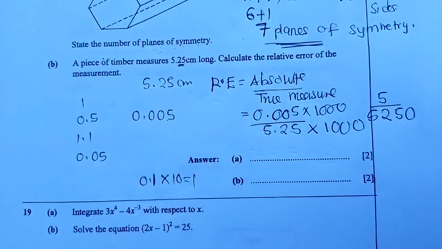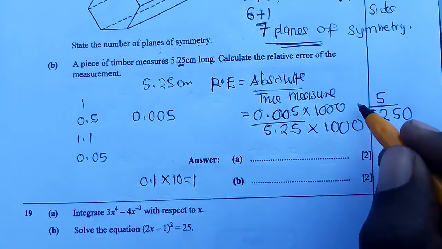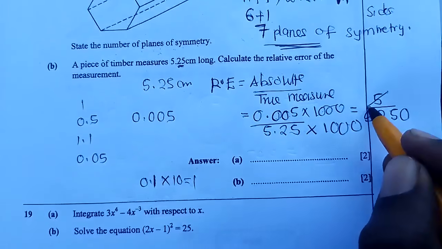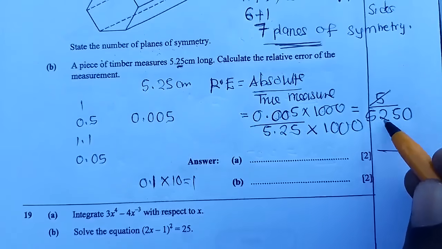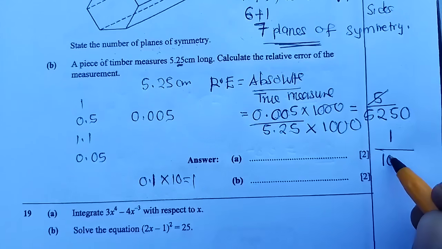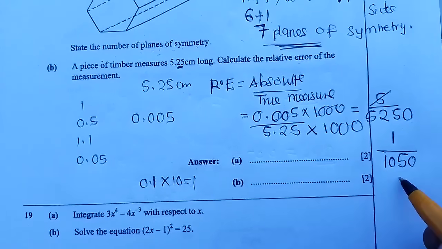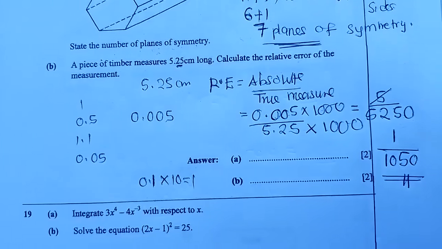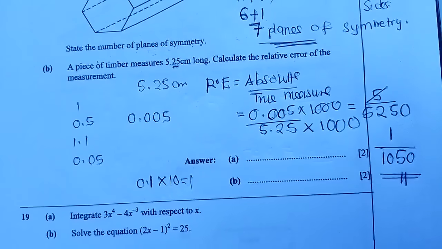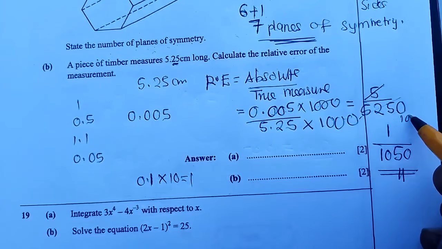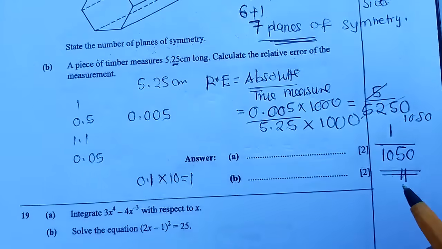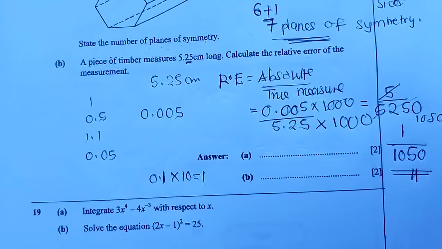So once you reach here now, you say equals, then 5 there, it is 1. 5 into that, you are going to get 1050. This is your answer. This is how you need to work out this. So 5 there, it is 1. 5 into there, it is 1050. So that is how you need to work out that one.